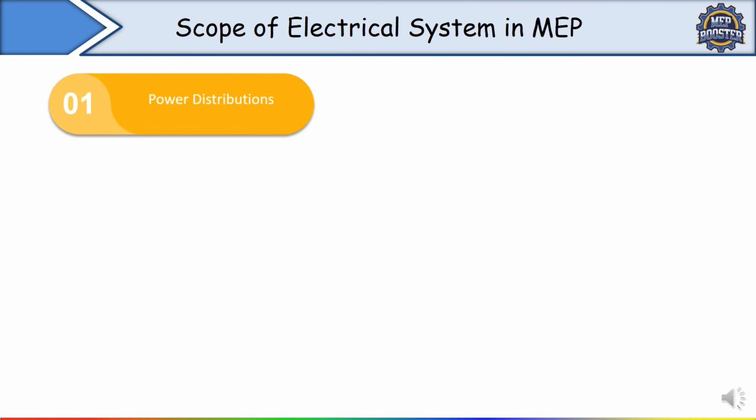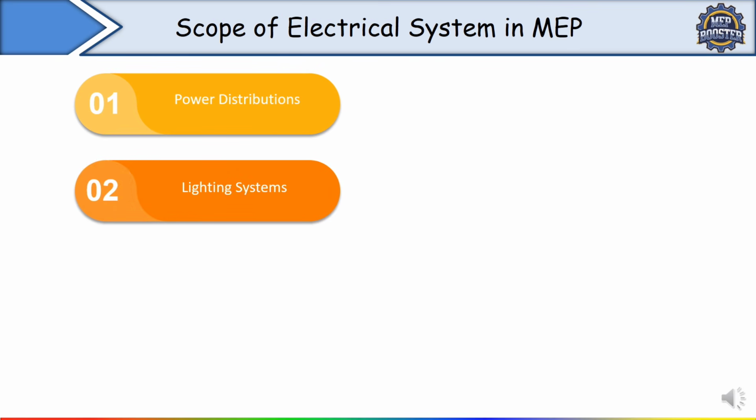The first is power distribution. Here, design and installation of electrical supply systems, including transformers, switchgear, distribution boards and wiring. This ensures that electricity is safely and efficiently distributed throughout the building. Under power distribution we have to learn this.